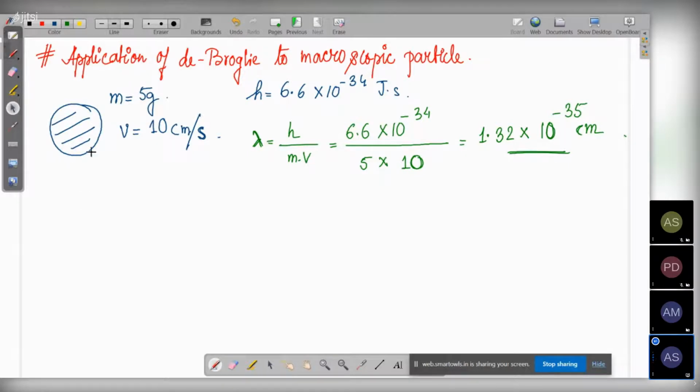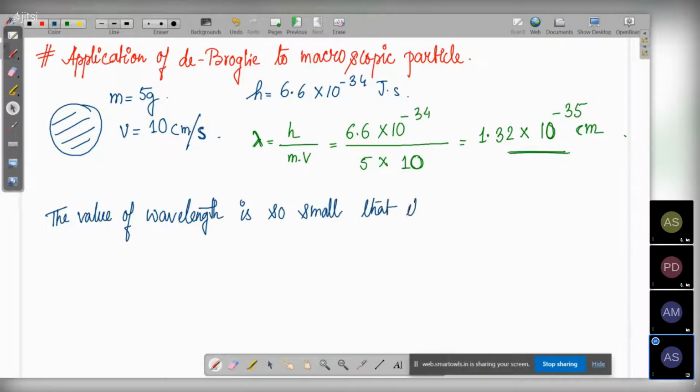So we will write this: the value of wavelength is so small that it cannot be practically measured.